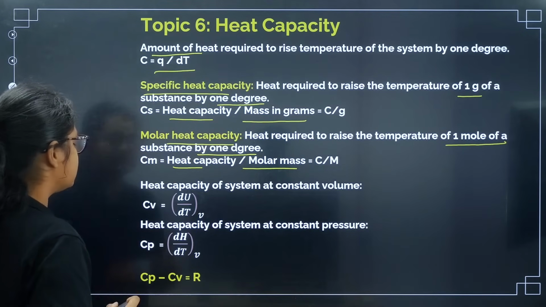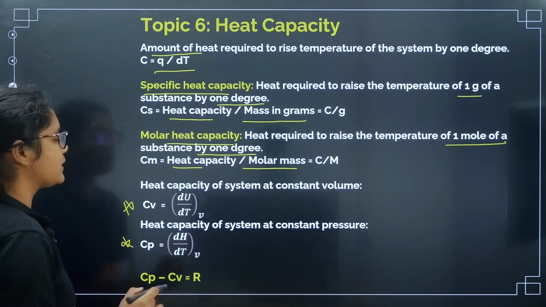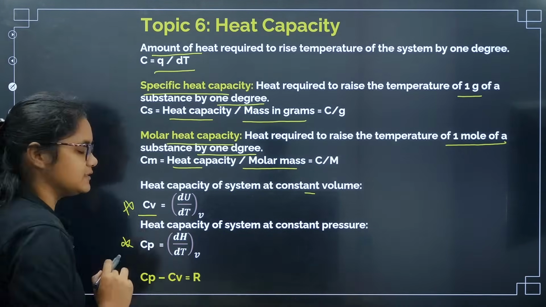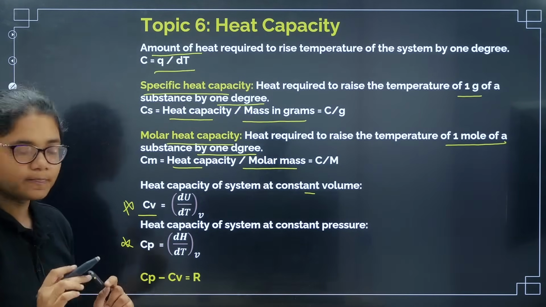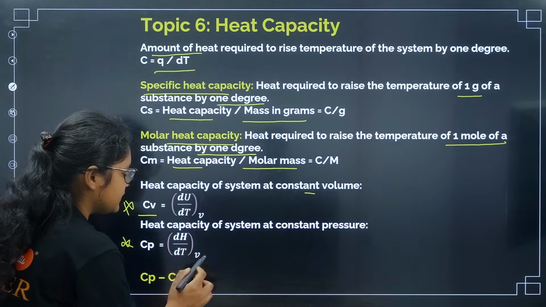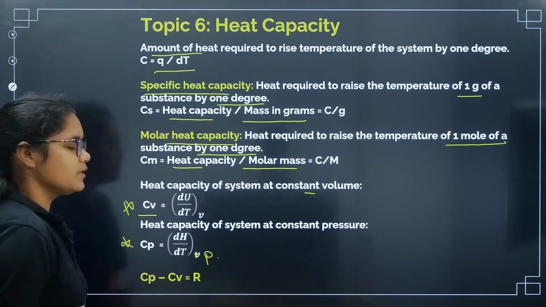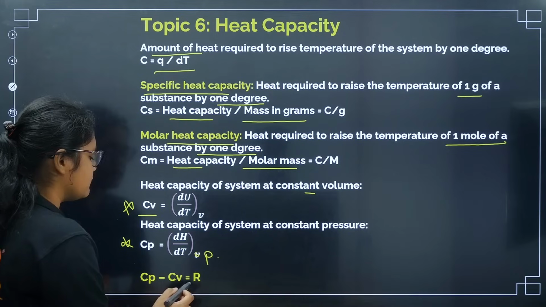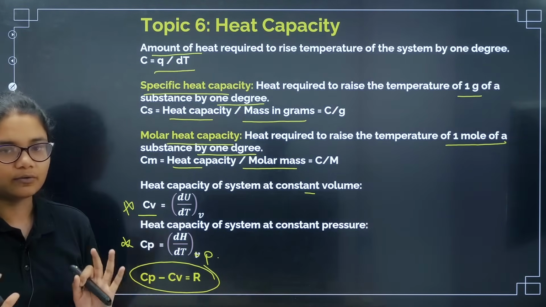Next, this is very, very important. The heat capacity at constant volume is called Cv, and the formula for that is dU by dT at constant volume, and Cp is dH by dT at constant pressure. Clear? These two are very important. Then what is the relation between Cp and Cv? This is the well-known formula, Cp minus Cv is equal to R.